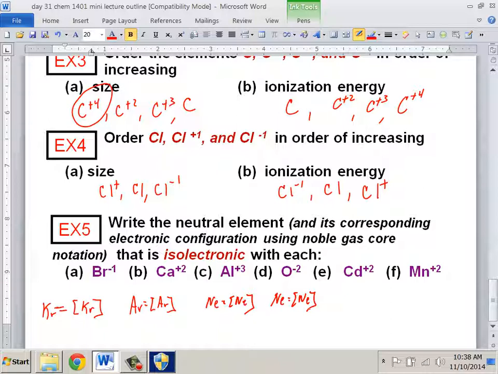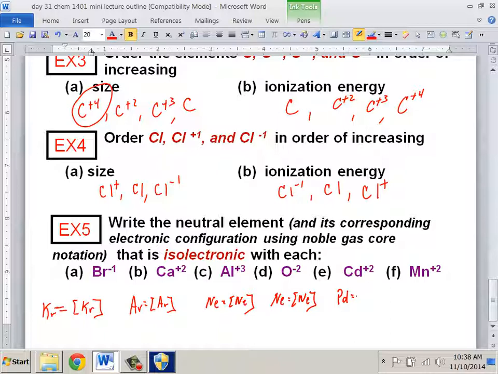What did you write for E and F? Did you get that far? Let's talk about E first. Cadmium is number 48, right? So what neutral element is isoelectronic with cadmium plus 2? What would you say? Pd, palladium, exactly. Because you just look at the number. That's the easy way. 48, so I have to remove 2, that's 46. So find whoever's 46. So the answer is Pd. Then you have to write its noble gas core notation for palladium.